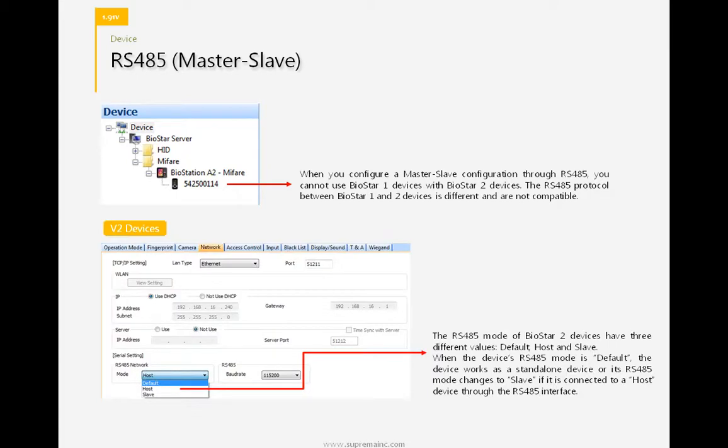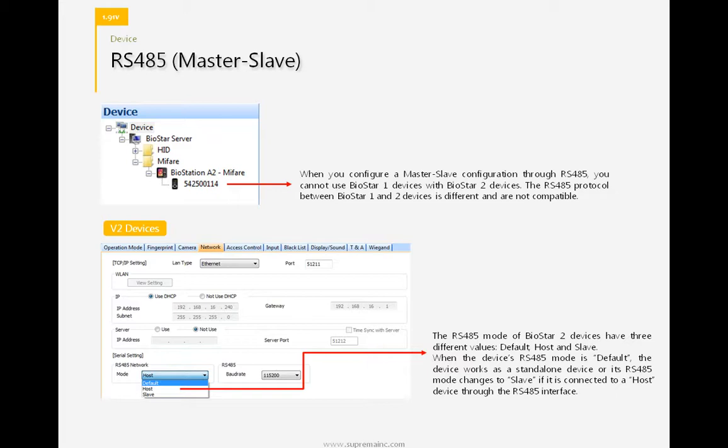Also, this is only applicable for version 2 devices. There are two different RS-485 modes, host and slave. But for version 2 devices, there is one more mode, called default. When the device's RS-485 mode is default, it means the device will work as a standalone, or its RS-485 mode will change to slave mode automatically if it is connected to a host device.